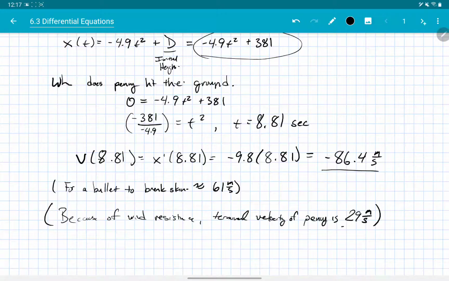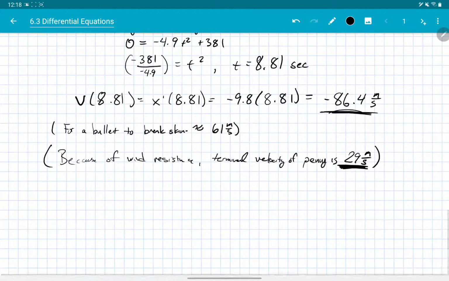This happens fairly early in the fall, so you wouldn't even need to drop it from the Empire State Building to reach this terminal velocity. So the penny, unfortunately, is not going to hit at negative 86.4 meters per second. It's going to hit at about 29 meters per second, which is probably not going to break anyone's skin. Might give you a bad bruise. I don't know if it hit your noggin, it might give you a slight concussion. I'm not sure. But I don't think anyone's going to die from a penny falling from the Empire State Building. This is not legal advice.